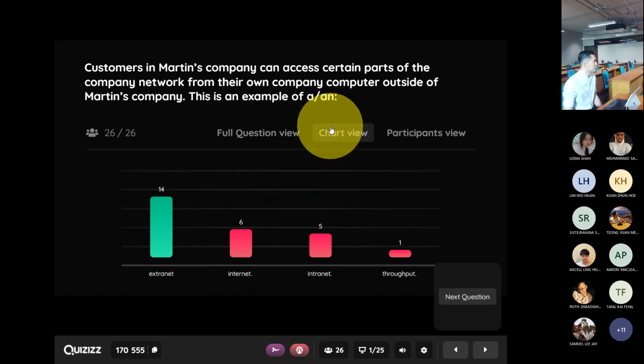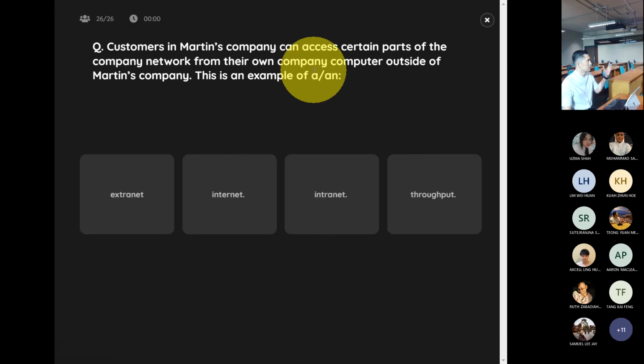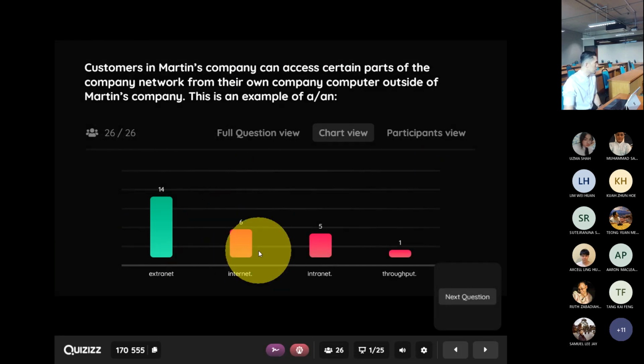So why is this extranet? Because the scenario being given to you is telling you that Martin has a company and there are customers outside of Martin's company who are able to access the company network, for whatever the reason is. If it's someone outside of the company accessing your network, that is considered an extranet. If it's only members of your own organization accessing it, of course, then that is referring to something else. So that is where extranet comes in. Those of you who answered internet, you're not necessarily wrong, but you're not accurate enough to mention the category within the internet that we are talking about, which is extranet.